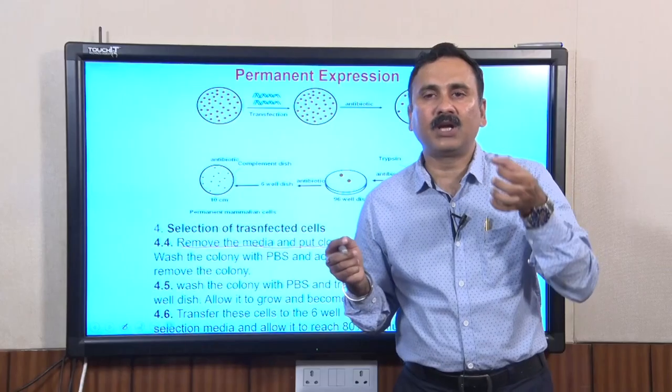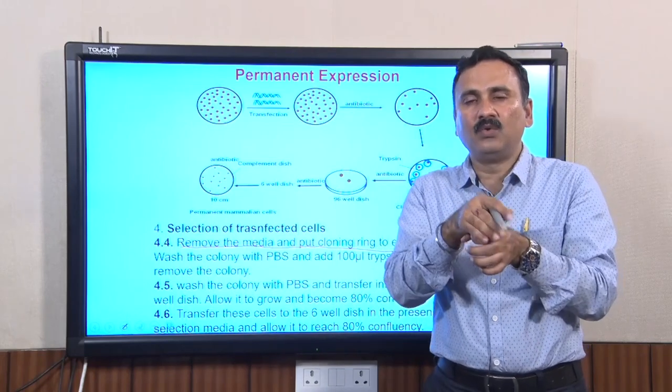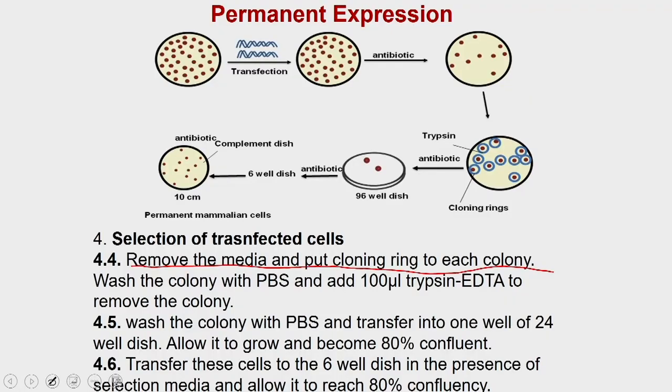Cloning rings are ring-like structures, and once you put them onto a particular plate, they will stick, okay. Suppose this is the plate and you put the cloning ring; it is going to make this like a well. Whatever you put inside the cloning ring, suppose this is the colony you would like to isolate, the cloning ring will make this particular area impermeable, so the media will not leak out, okay.